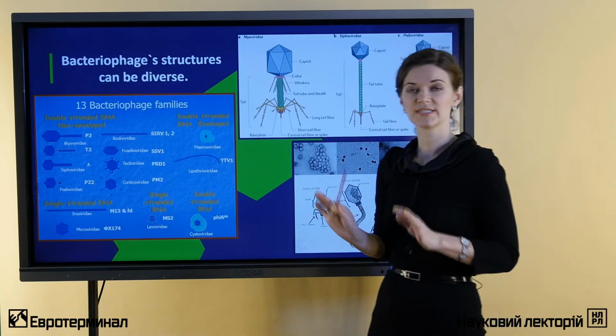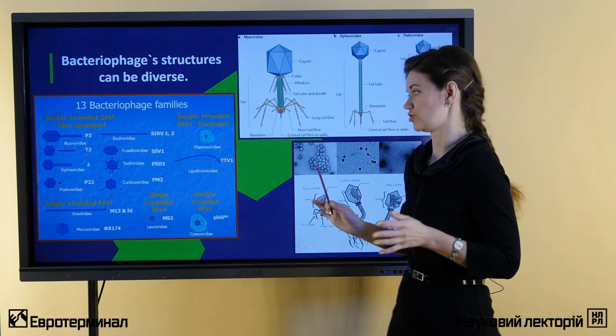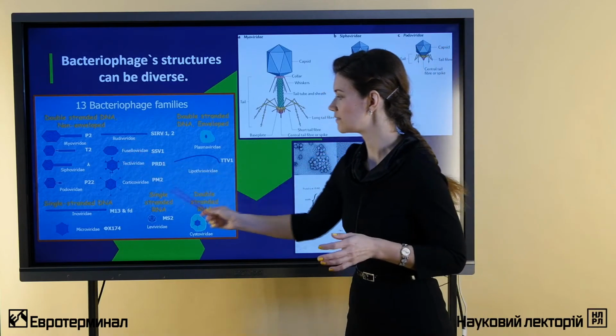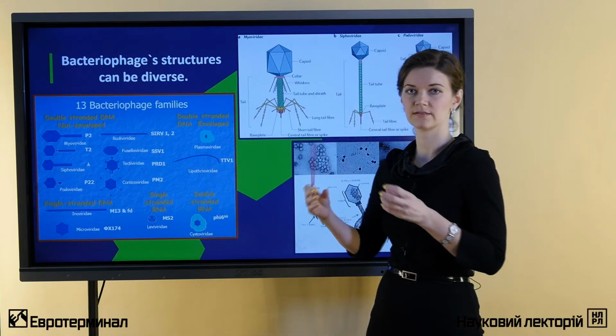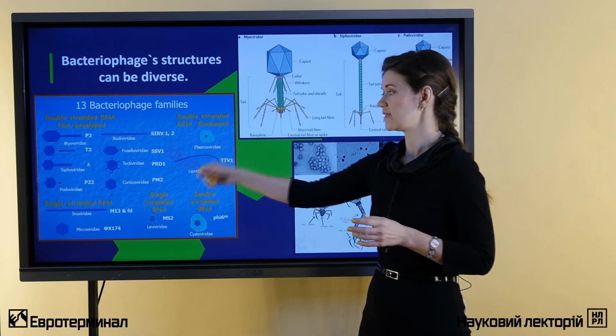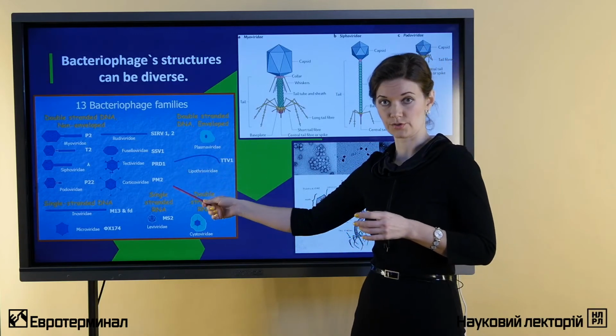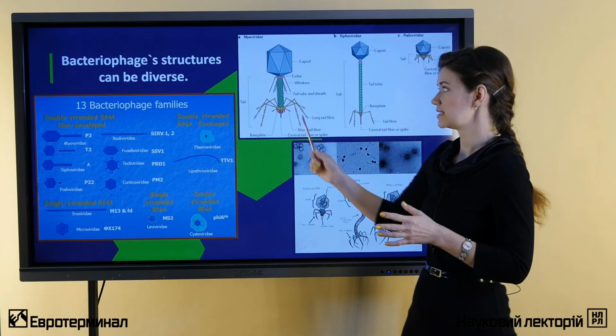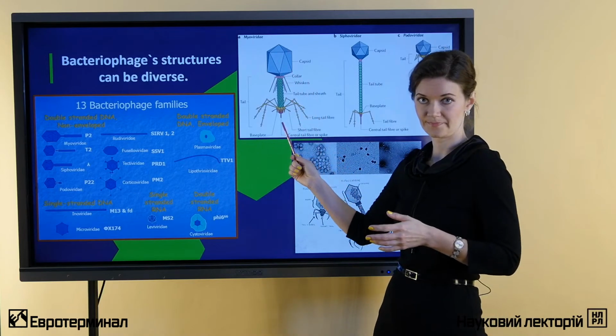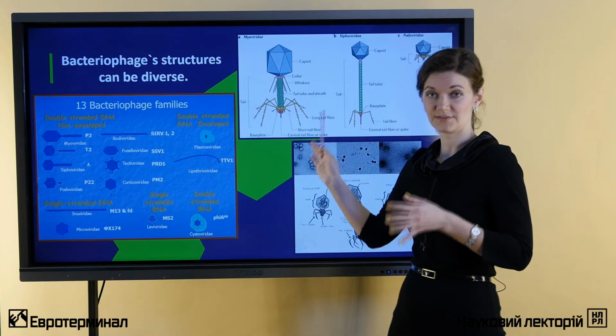Well, phages can also differ in their structure. Some of them are spherical, some of them are filamentous, like rods. But all these phages can be used in biotechnology also. But the most common structure still is a phage with head and tail. But tails can also be different.